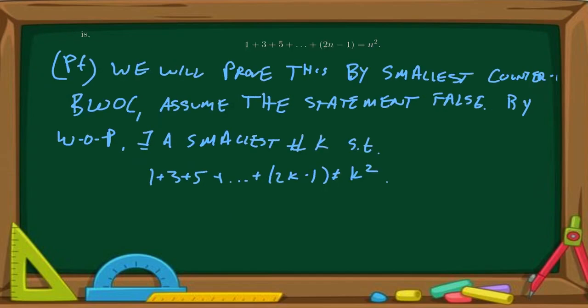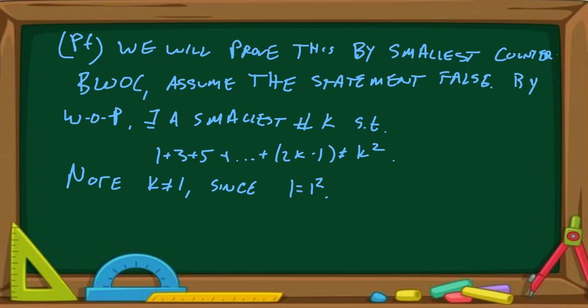So we can note that k doesn't equal 1, since in that situation you get 1 equals 1 squared. So the sum of odd integers from 1 to 1 is just 1, and that's equal to 1 squared. So k is not 1, because that doesn't work here, right?